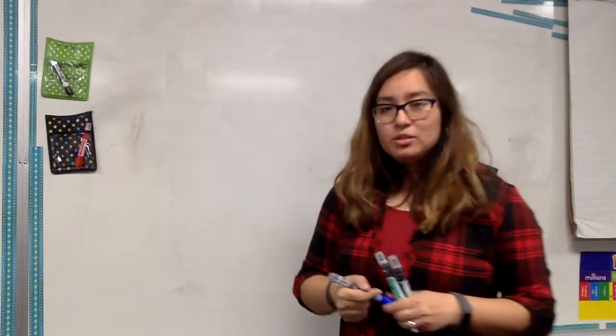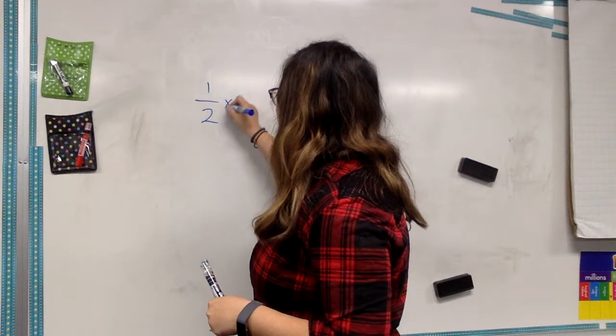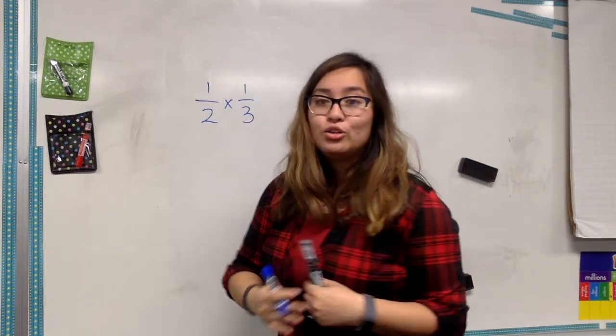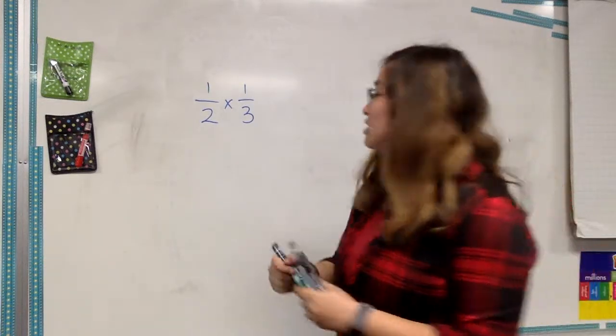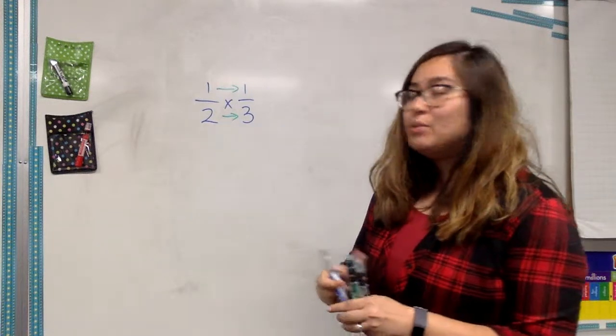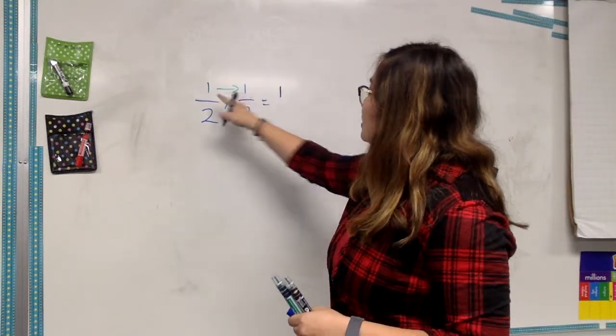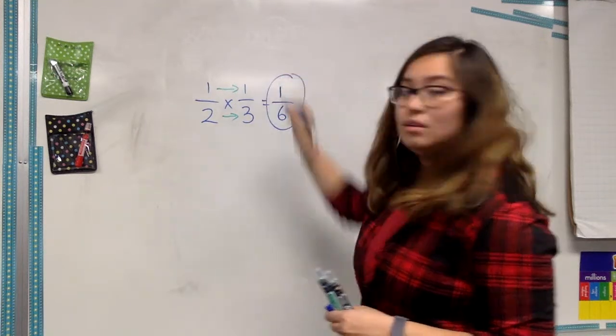Now I want to say that multiplying fractions with unlike denominators is the easiest thing in the world, because all you have to remember is we multiply straight across. That's all you need to know. When you multiply fractions, you multiply straight across. So straight across and straight across, that would give me 1 times 1 is 1, 2 times 3 is 6, voila.